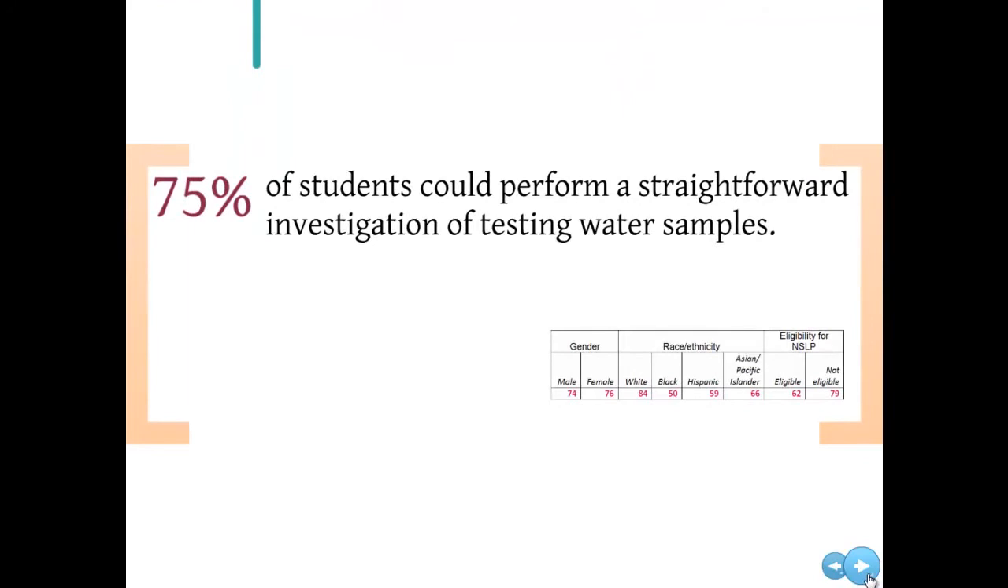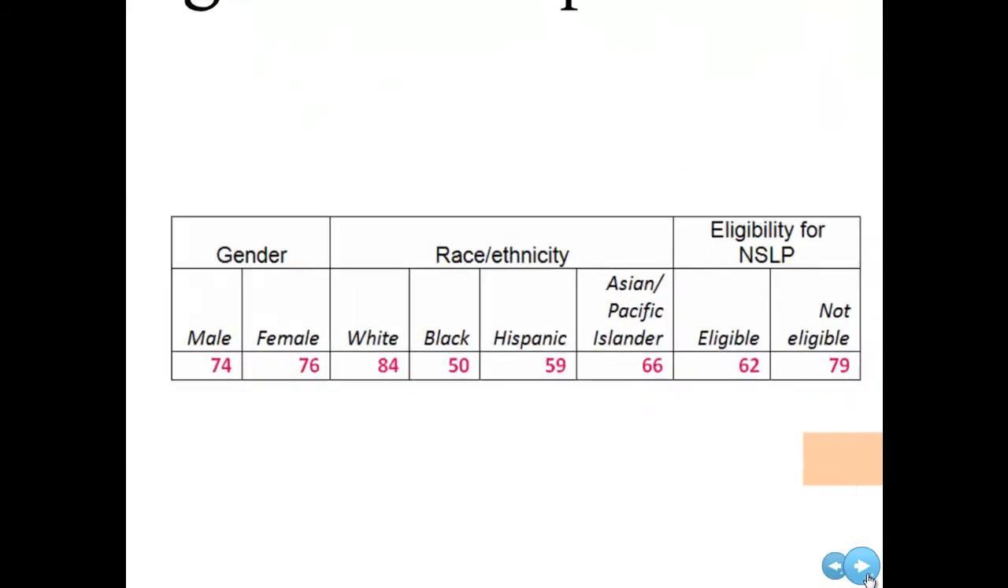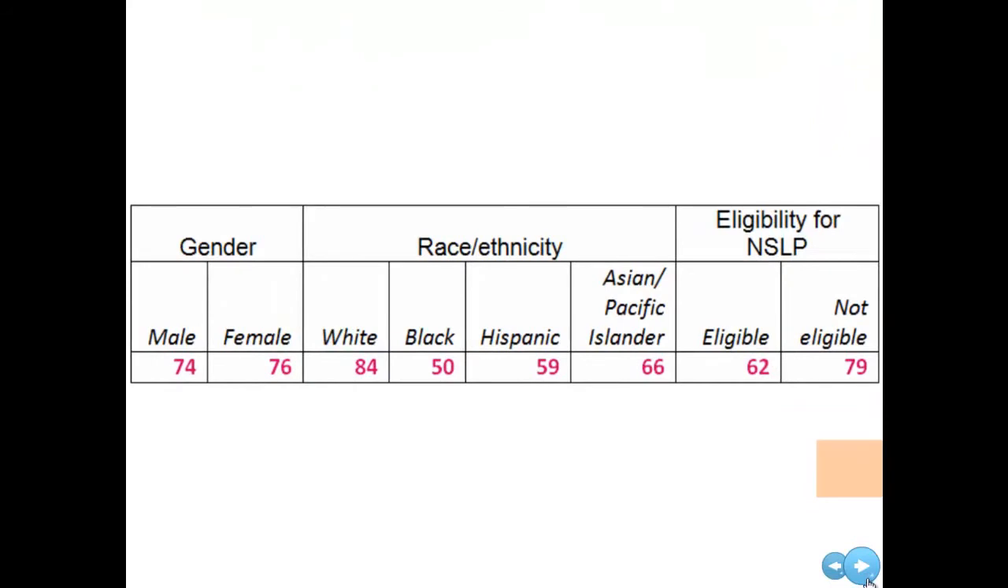75% of students could make such observations and perform a straightforward investigation to test the water samples and accurately tabulate the data. Again, we see the percentage correct for the different student groups. On this step, white students had a higher percentage than the other three racial ethnic groups.